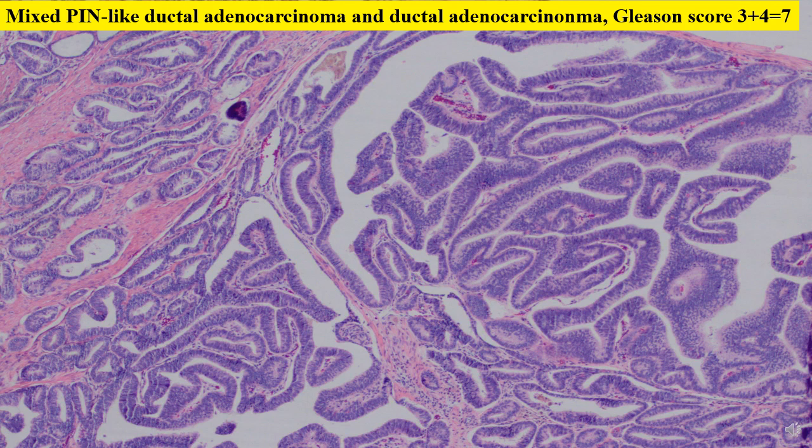Importantly, this should be graded as Gleason 3+4=7 and not 3+3=6. Also important not to call the whole thing 4+4=8, because you have a prominent PIN-like ductal adenocarcinoma component.